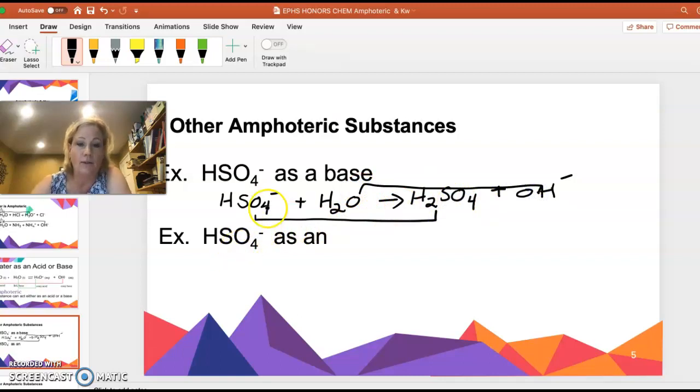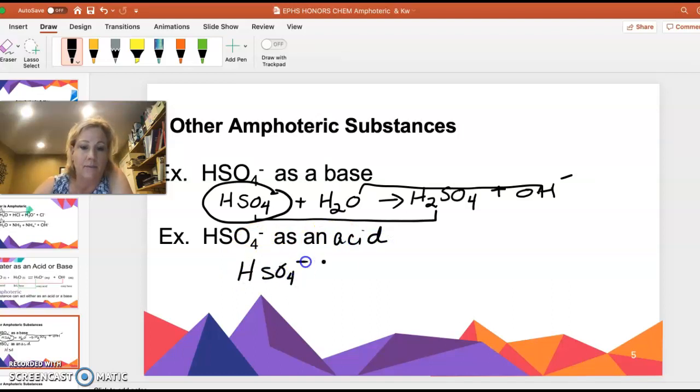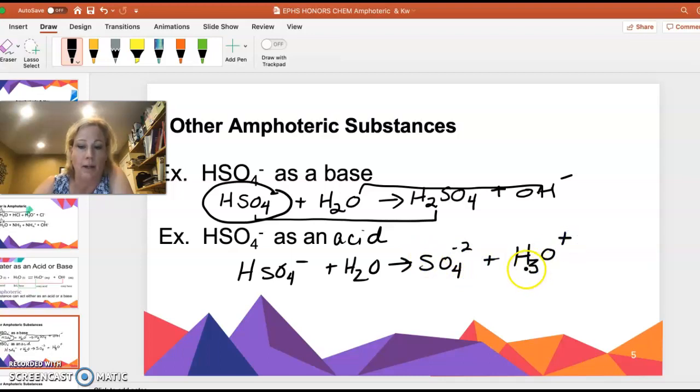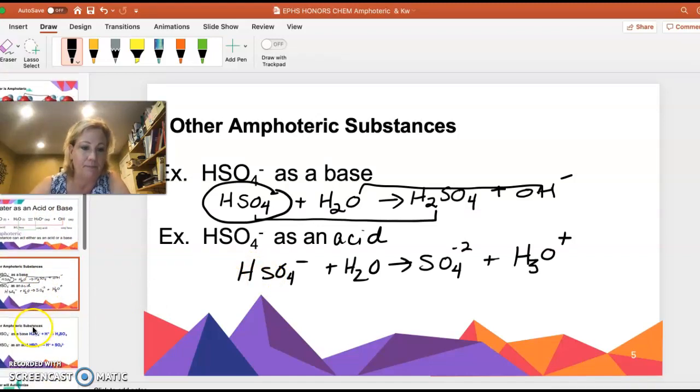And then, so at this point it was a base, it accepted a proton and became H2SO4. It can also be an acid. So if it's going to be an acid, it'll be in water, and then it will donate its proton and become sulfate. And then the water will be the one that accepts that proton and become hydronium. So it's not just water, but other things can be amphoteric, which means they can be an acid or a base.